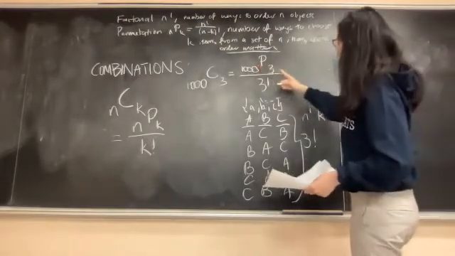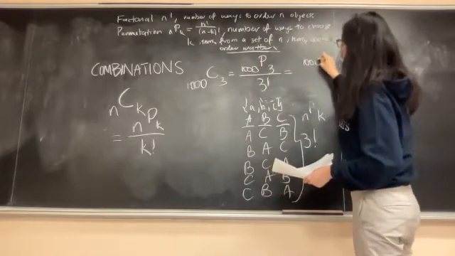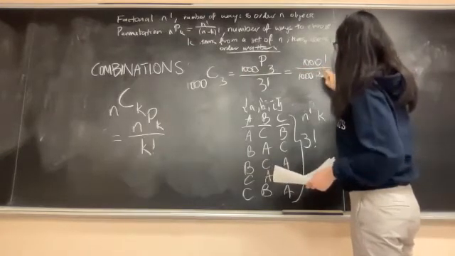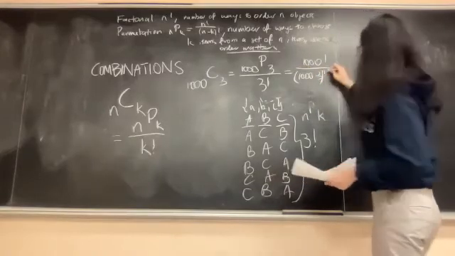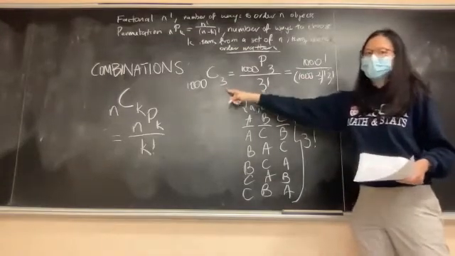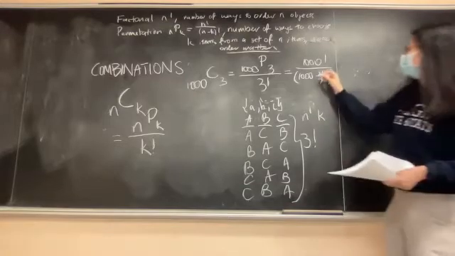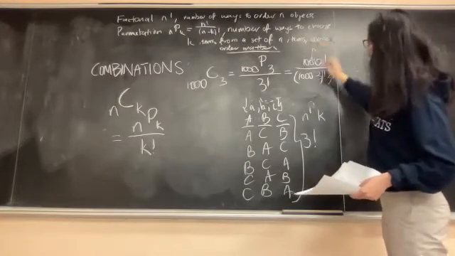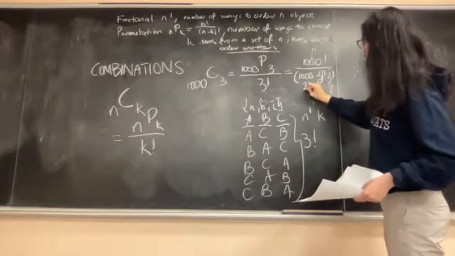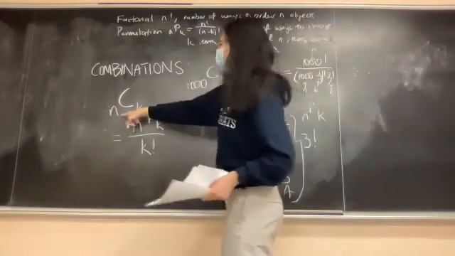But this, according to the formula, equals 1,000 factorial divided by (1,000 minus 3) factorial, times 3 factorial. So this gives us the formula for combinations. Because here 1,000 is n and 3 is k. So we have the formula for n choose k.